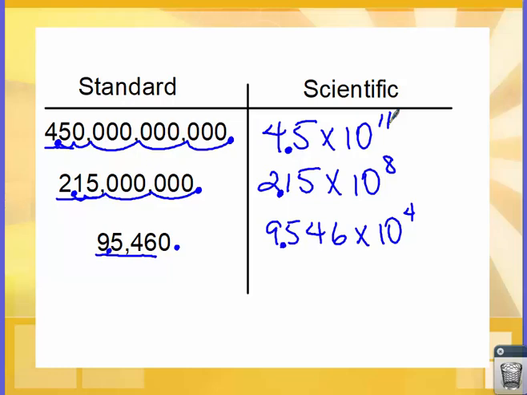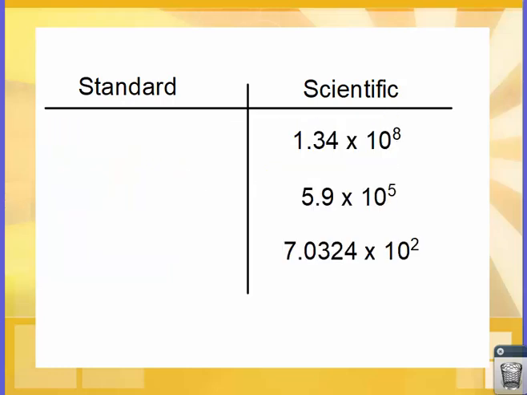Now, can we go the other direction? What if I give it to you in scientific and say write it in standard form? Well, we know that the 1.34 is our significant digits. And we know that the times 10 is going to move the decimal. And the exponent tells me how many times to move it. Right now, if it's a positive exponent, we're going to move it to the right. So here I've got 1.34, and I need to move it 8 places to the right.